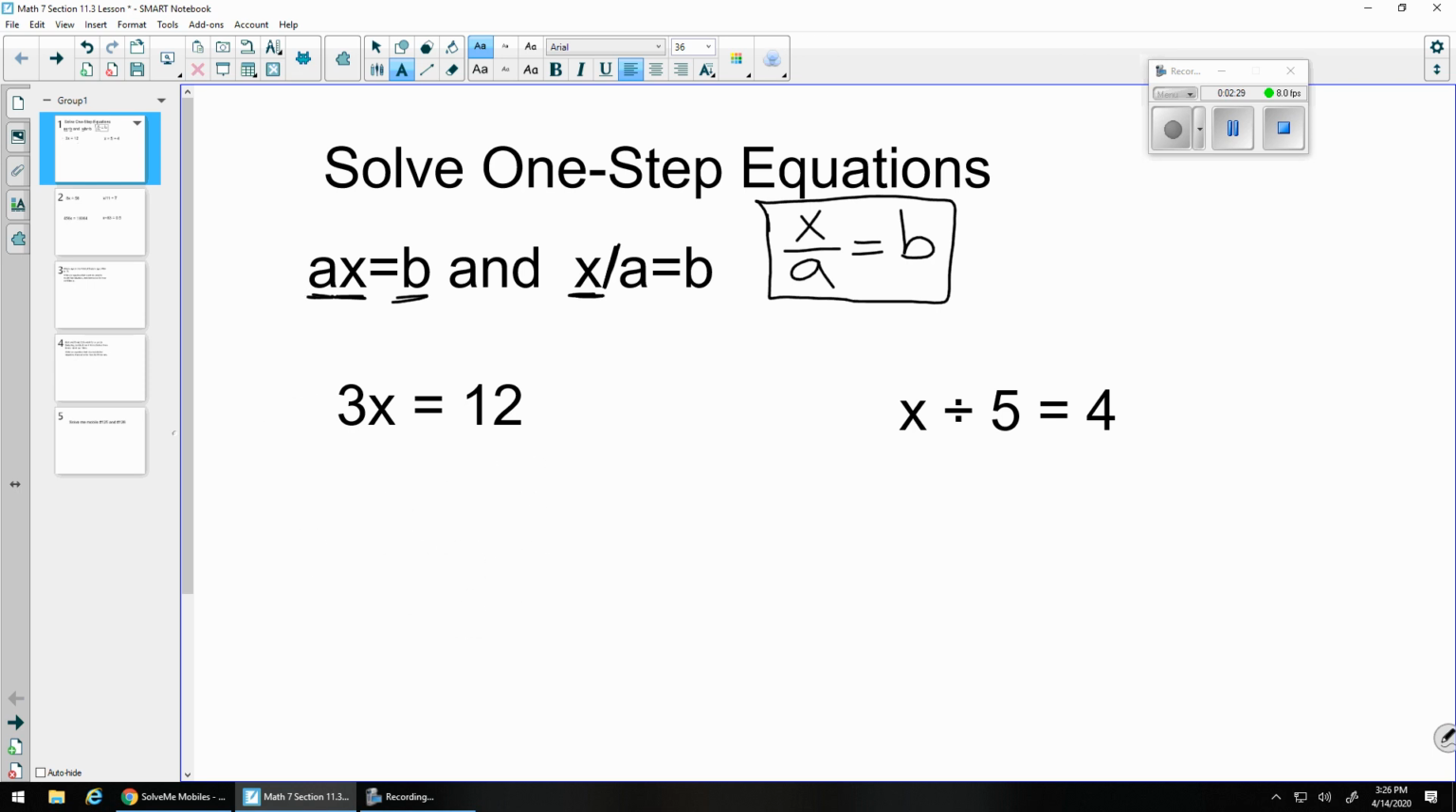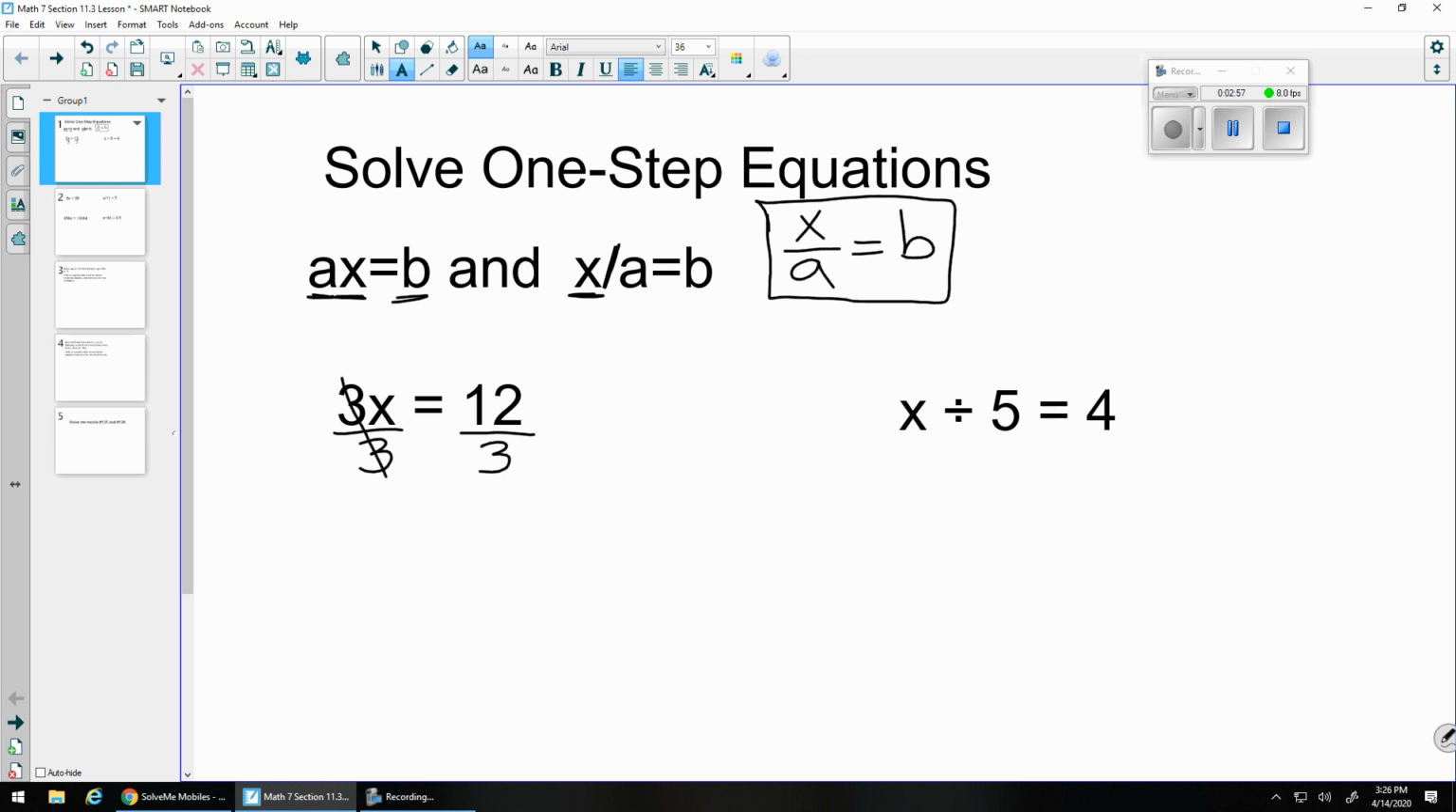So how we would write that is, and I always look at what is being done to my variable. So x is being multiplied by 3, so I'm going to do the opposite and divide by 3. The best way to show that is with this fraction symbol. Okay, and 12 is going to also be divided by 3. So I've divided by 3 on both sides of my equation. So my equation's still balanced. It's still true that this equals that.